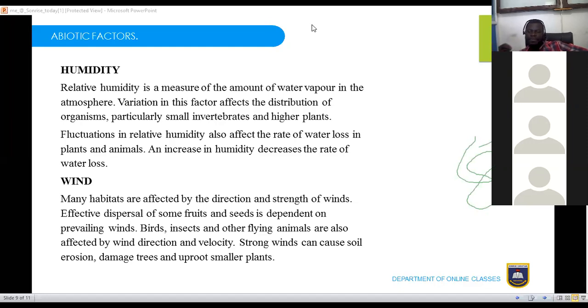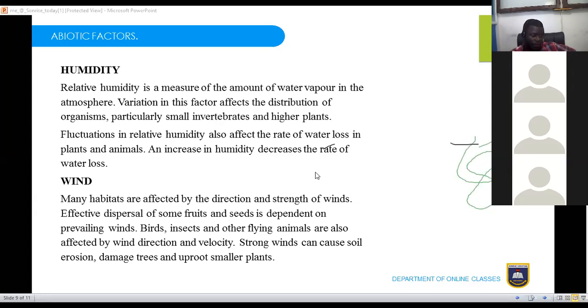And of course, some pollen grains are borne by the air, and some spores of microorganisms such as amoeba, spirogyra, and so on and so forth are also borne in the air, all right? So without wind, all these life would not be able to survive, okay? Of course, if the magnitude or the strength of the wind is too high, the habitats of these organisms would be destroyed.